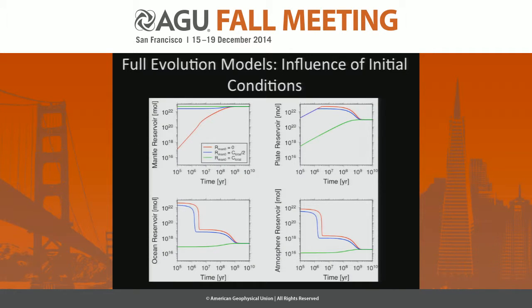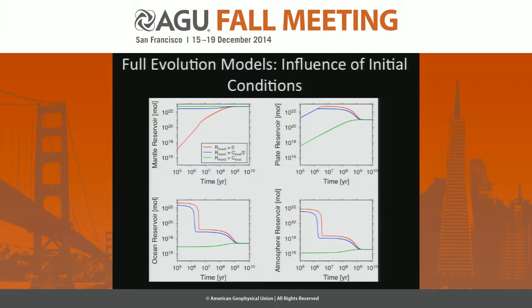All right, so here are the results. I'm plotting the evolution of the mantle reservoir, plate reservoir, ocean reservoir, and atmosphere reservoir over time for 3 different initial conditions. The red line shows an initial condition where all the carbon initially is in the atmosphere and the ocean, and none of it is in the mantle. The other extreme end member, of course, would be all of the carbon initially in the mantle and none in the atmosphere and ocean. That's the green line. And then the blue line is in between, half the carbon initially in the atmosphere and ocean, half in the mantle.